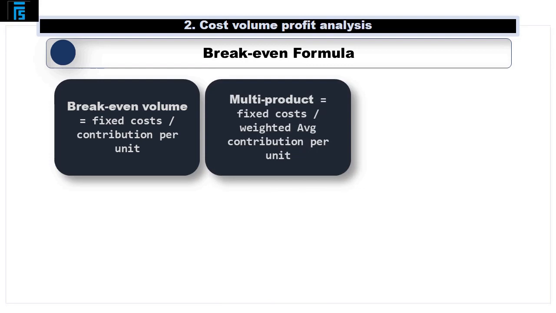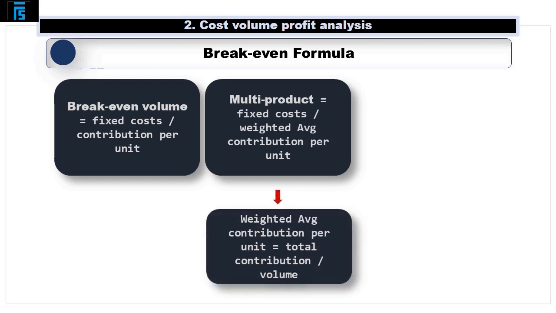If there are multiple products within the business, we need to use a weighted average contribution per unit on the bottom of the formula, and this can be calculated by taking the total contribution and dividing through by the total volume sold to generate that contribution.